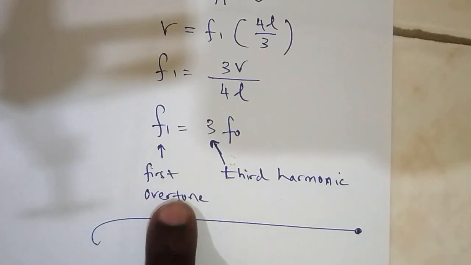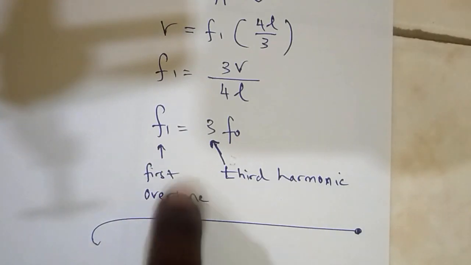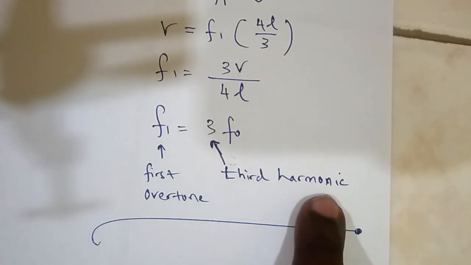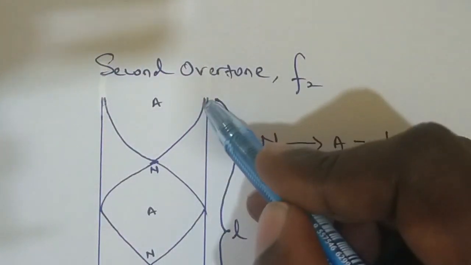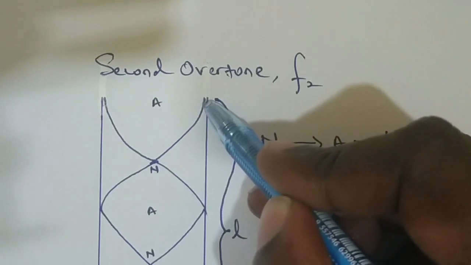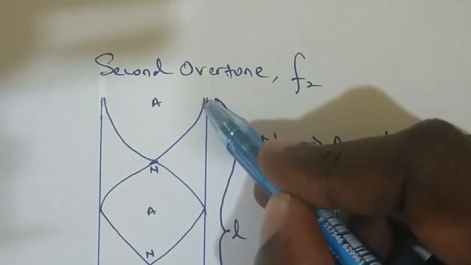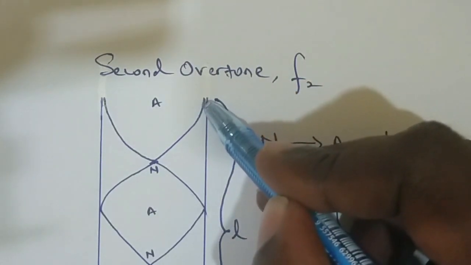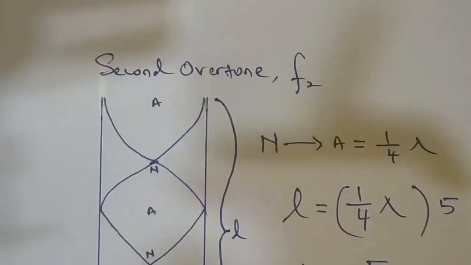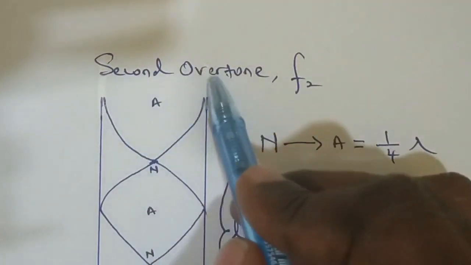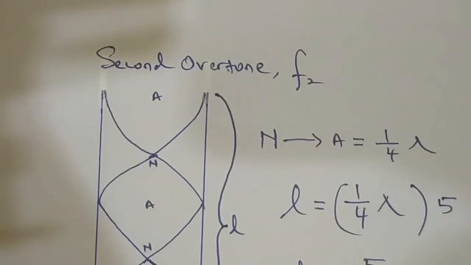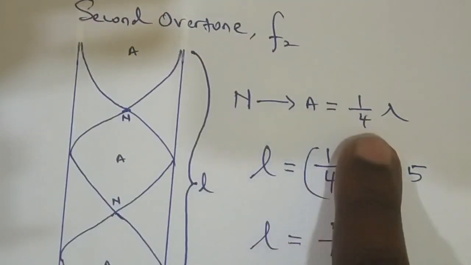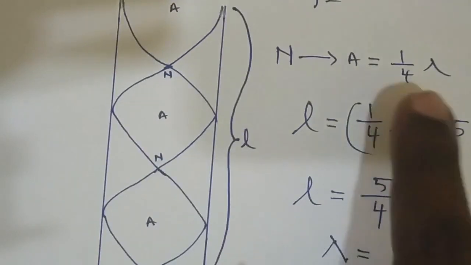F1 is the first overtone and the 3 here is the third harmonic. When you blow a little bit harder across the open end of the pipe, notes of higher frequencies are obtained again. Now this is the second overtone, which is F2. Node to antinode is a quarter wavelength.